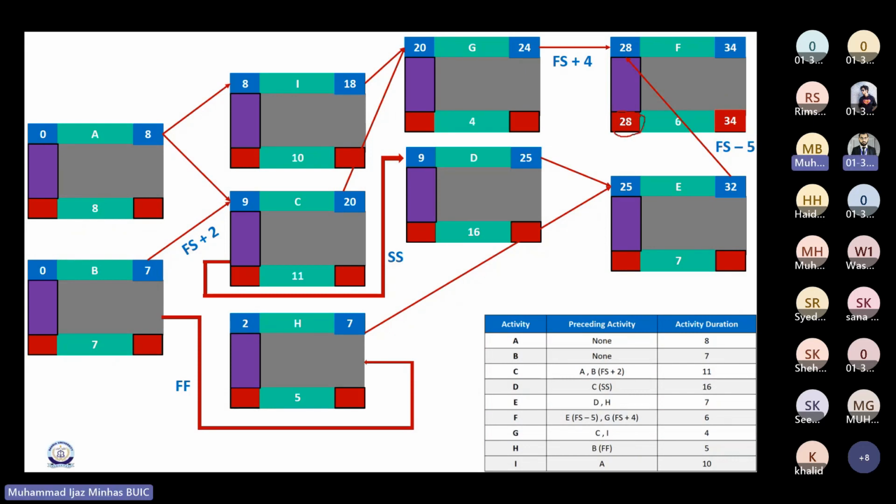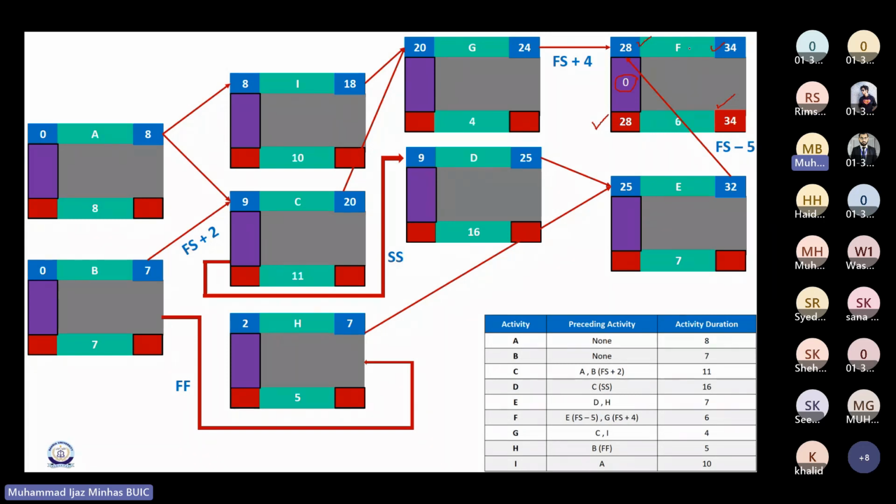This you must have been doing in your first semester as well. So now according to this, the float or the slack is simply 0. Now how to calculate slack? You can subtract early start from late start, or you can subtract early finish from late finish, right? Both would give you the same value, 34 minus 34, 0, or 28 minus 28, 0.